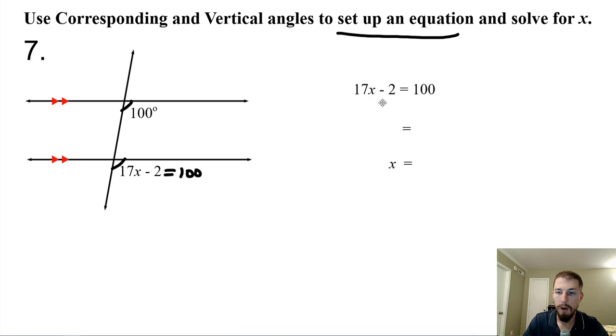Now I want to get the x by itself, so I'm going to add 2 to both sides. That's going to give me 17x is equal to 102. Then to get the x by itself, I divide everything by 17, and that actually goes in evenly, and it's 6, I believe. So your answer is x is equal to 6. I want to see the steps of your work, instead of just writing 6.